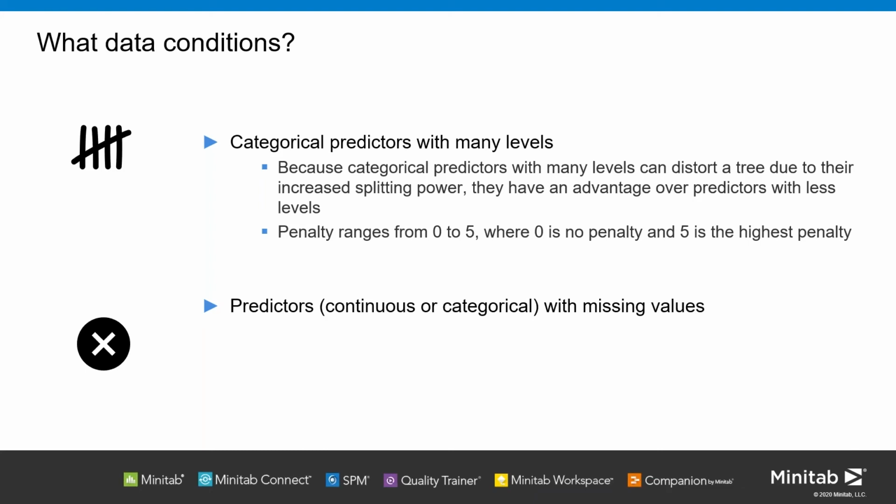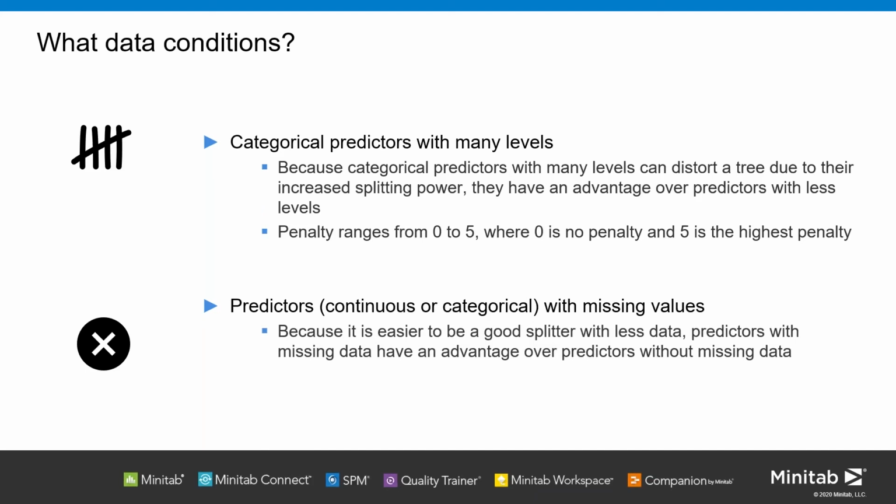And so in a similar way, predictors that are continuous or categorical and have a lot of missing values can also sort of take over the tree. They also have increased splitting power just because of the fact that they have a lot of missing values, and you don't want that predictor to appear more important than it is. So you could set a penalty for predictors that are continuous or categorical and have a lot of missing values.